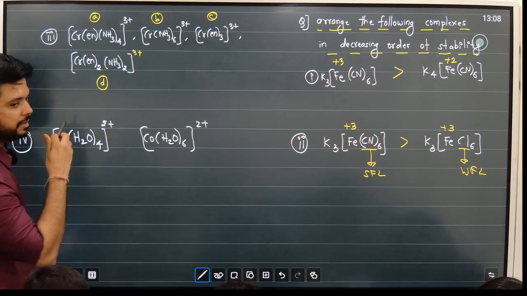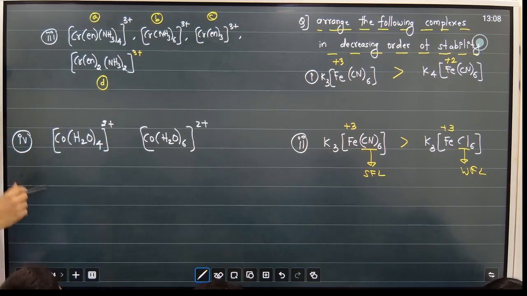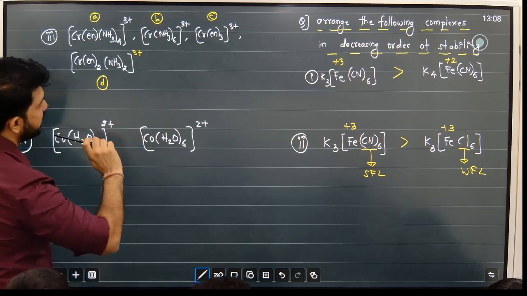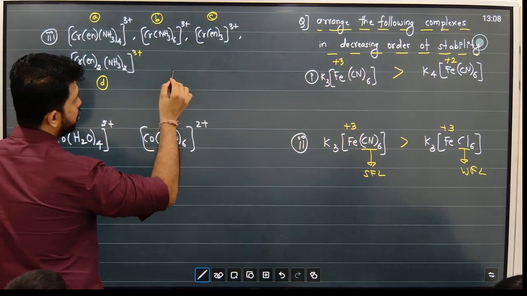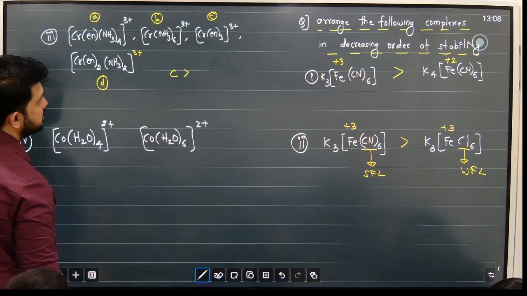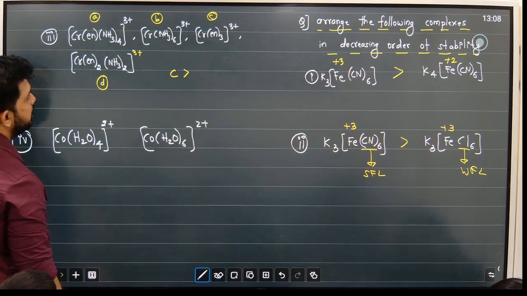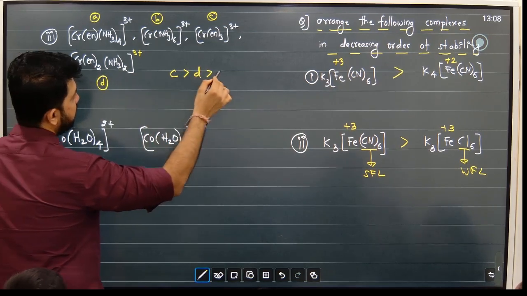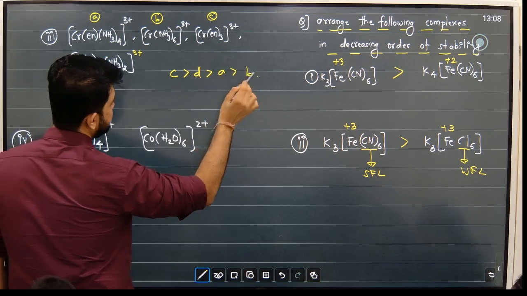In this example, there are few complexes which have a bidentate, and bidentates form chelates. So which one will be the most stable out of A, B, C and D? C, because all the three are bidentates. Then we have D, because there are two bidentates. Then we have A, and the last one we have is B.